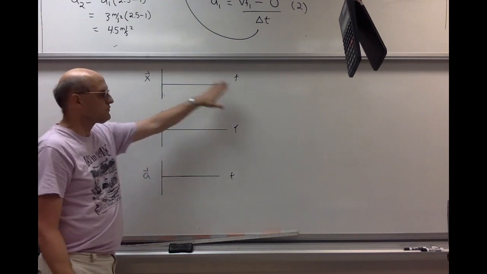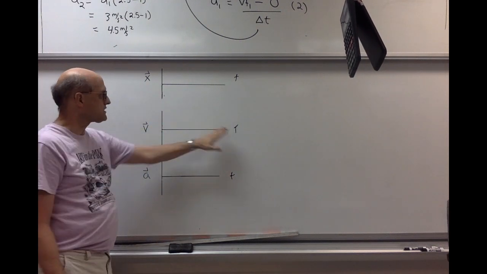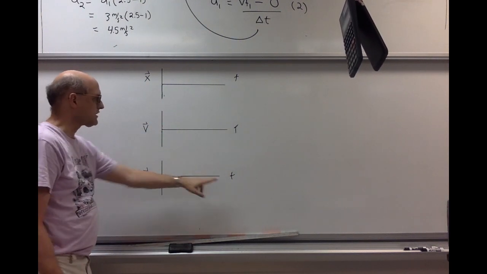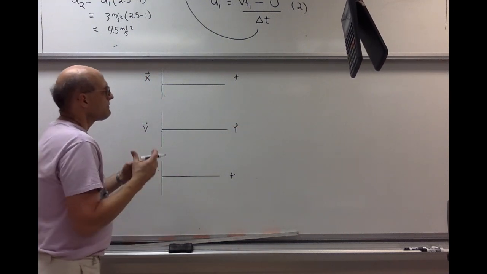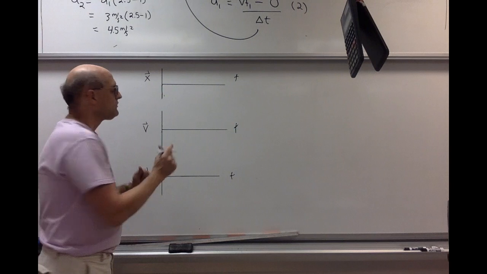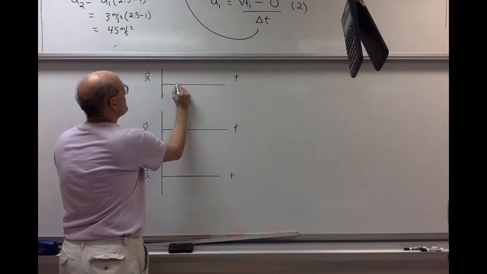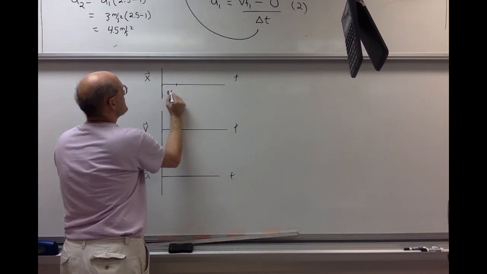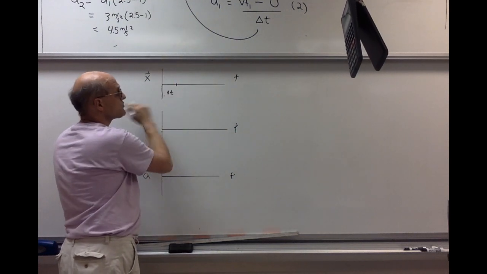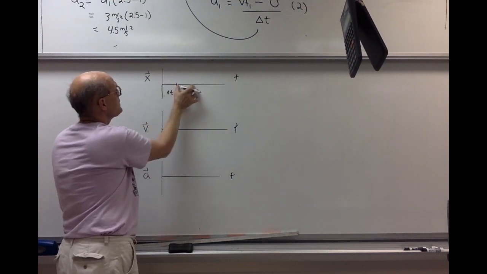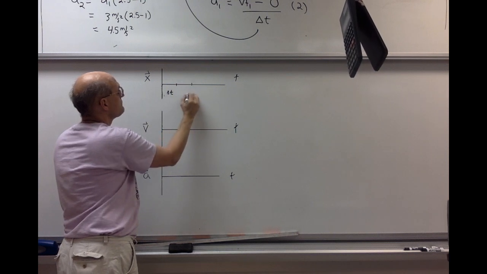For Chapter 2, problem number 16, I'm now going to sketch the motion graphs. So here's the position versus time, velocity versus time, and acceleration versus time graphs. The time intervals are equal, so I'm going to say from here to here is delta t, and that's for the first part of the story, and then from here to here is another delta t.